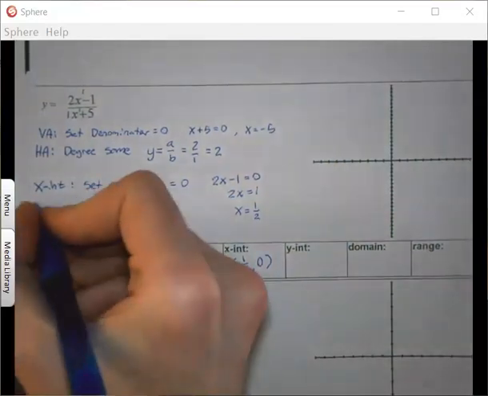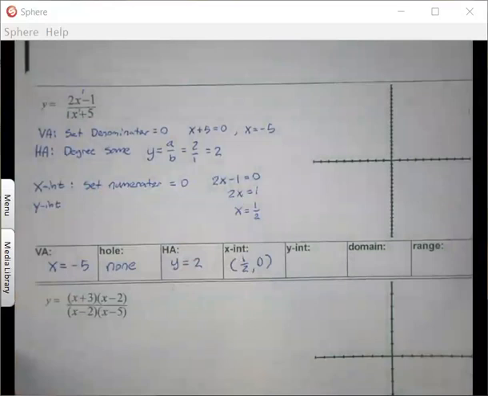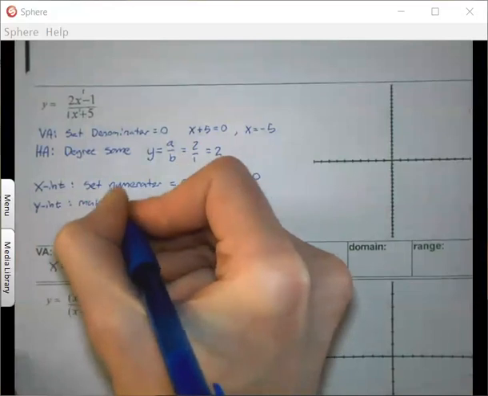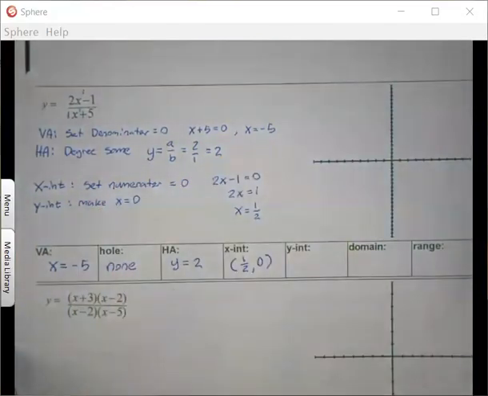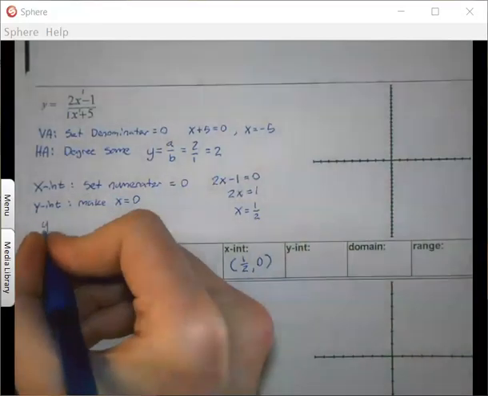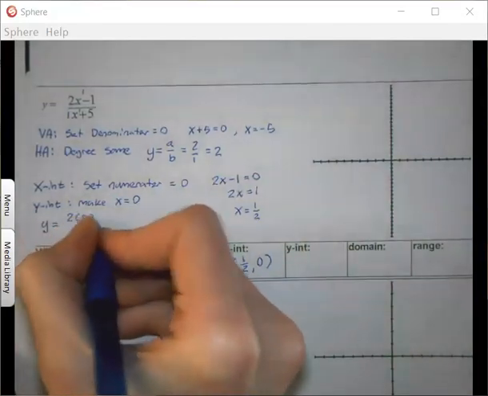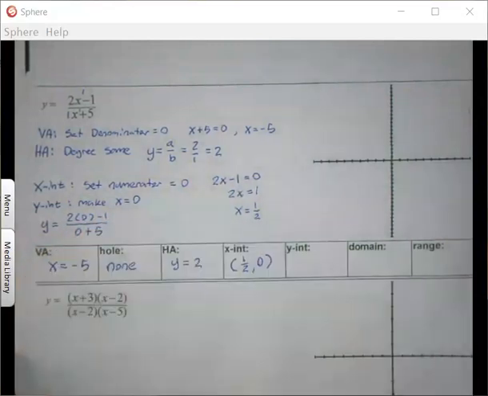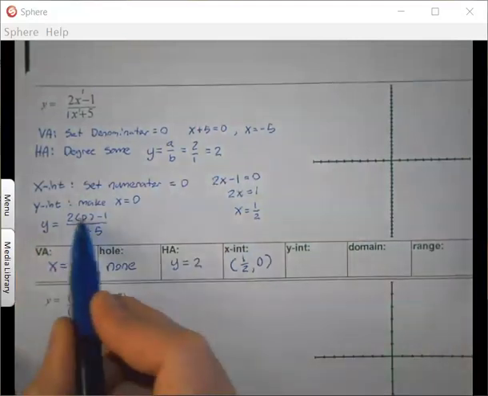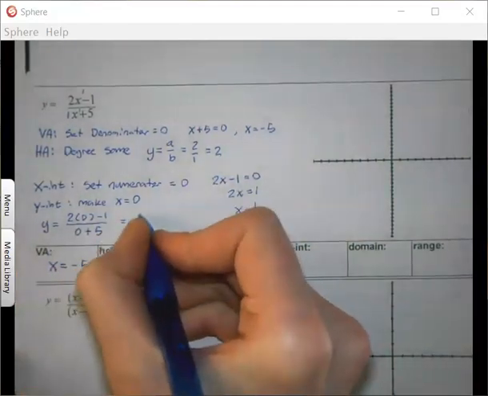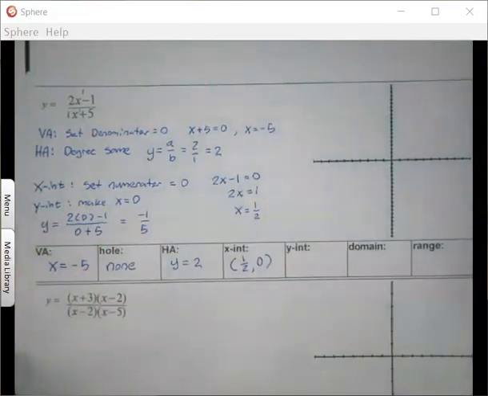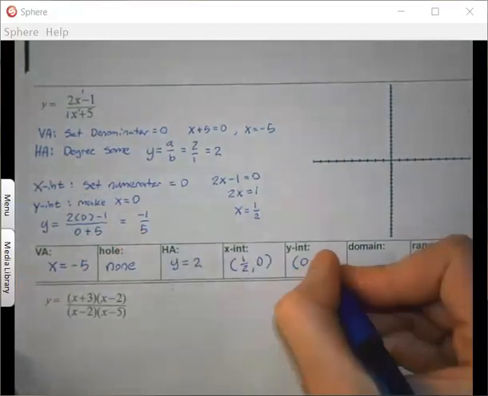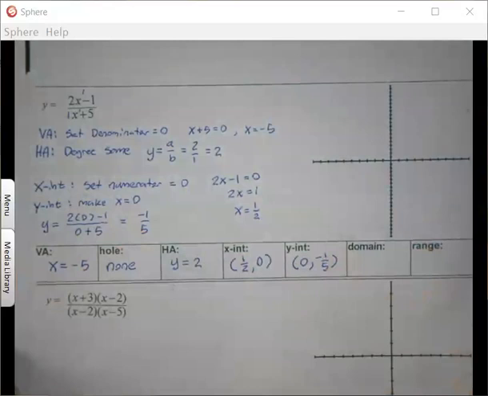All right, y-intercept. So we want to make x equal to 0, plug it into our original. So y is equal to 2 times 0 minus 1 over 0 plus 5, or minus 1 over 5. So when x was 0, y was negative 1/5.